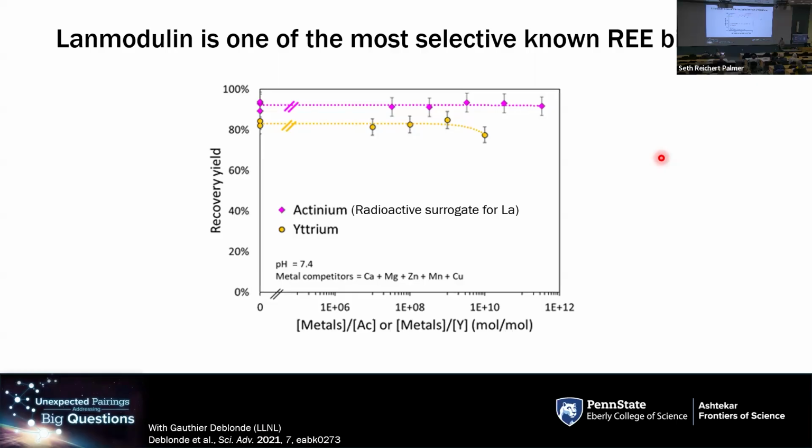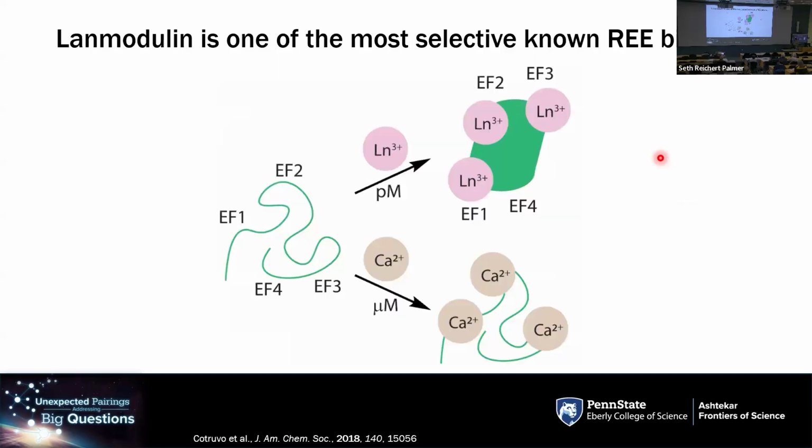And so this particular experiment, which was done by a close collaborator at Lawrence Livermore National Lab, used actinium, which is one of the rarest elements on the periodic table and is a surrogate for a particular rare earth. And what our collaborator found is that the protein can withstand about a trillion-fold excess of other elements that typically will bind to other proteins. So this was pretty incredible to us.